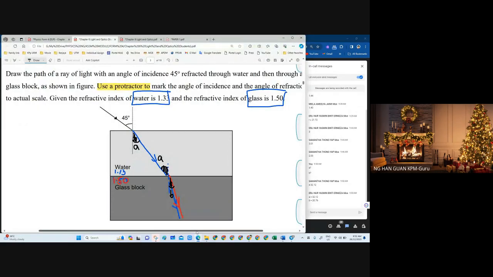Already your angle B is wrong already. Jasmine? Can anyone give me the correct answer for angle B?